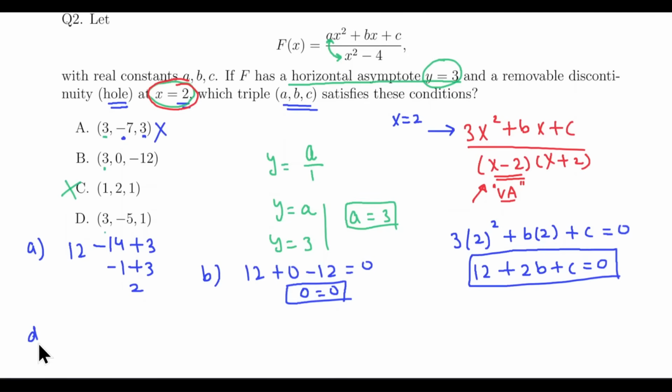And option D will be 12 and -10 and plus 1. So is this giving me 0? 13 minus 10? Nope, that's giving me 3 over here. So that's also not correct. I think I made a calculation error in A, although 12 minus 14 is -2. What am I thinking? So this should be 1. But anyway, the answer A is still not correct. D is not correct. So the answer is B.